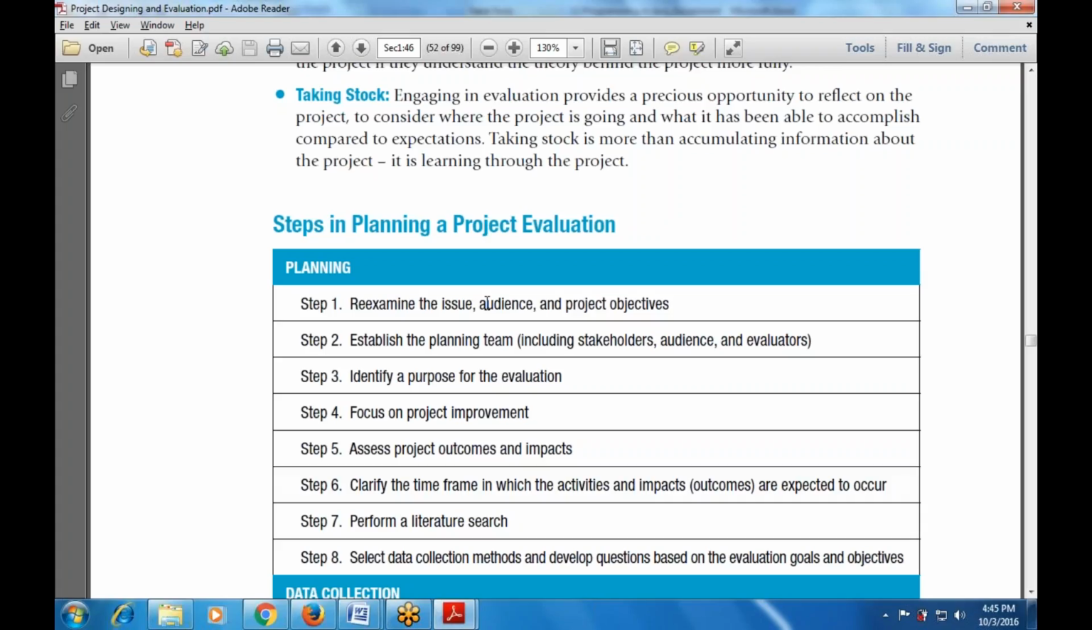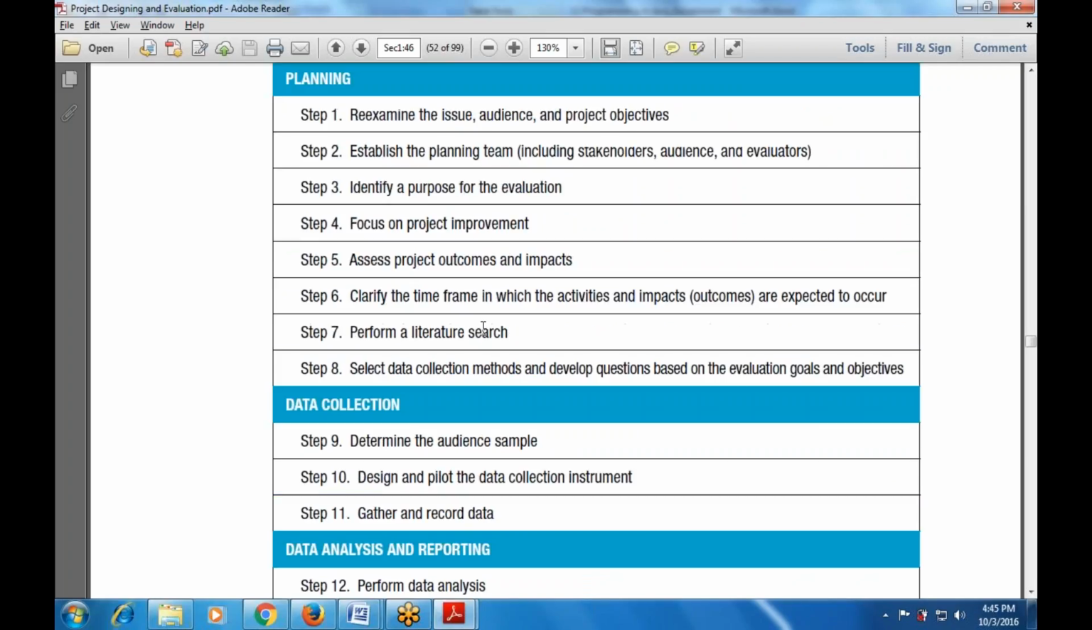So these are the few steps that are used in the planning. We are planning out the project evaluation, that is, how the evaluation will be done, planning in advance. The next one is the data collection, how the data will be collected. So the first one is planning.